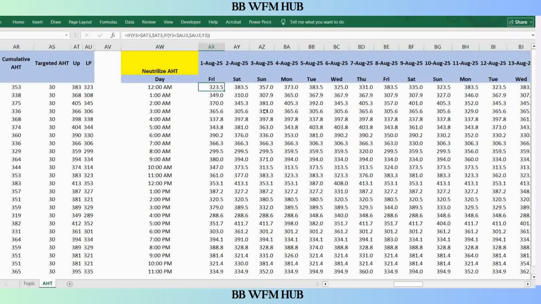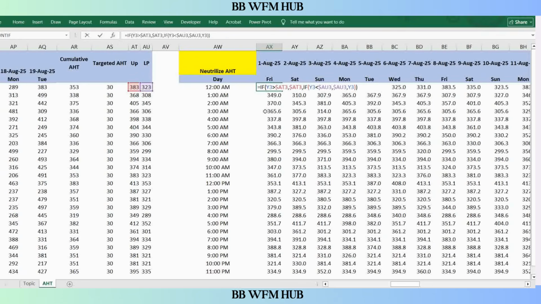We are putting the IF formula here. If our AHT is greater than the upper limit, then it should be the upper limit, and if it's lower than the lower limit, then it should be the lower limit, and if it's lying between the upper limit and the lower limit, then it stays as it is. This is the formula that we are using.